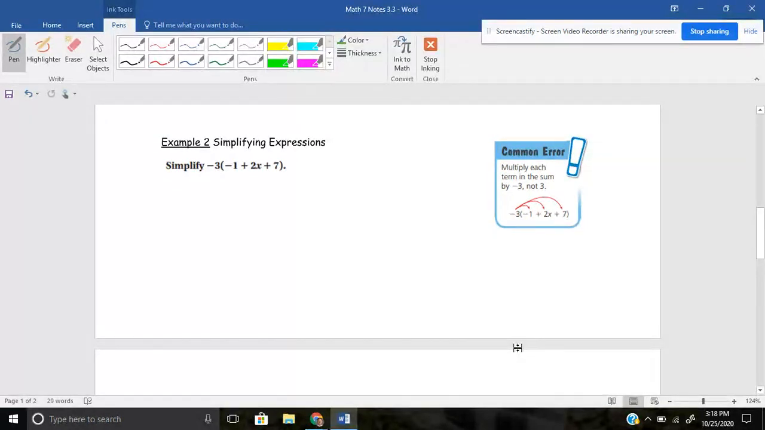In the next example here, there's one small difference, and that is inside my parentheses here, I have some like terms that I could combine before I distribute. Now, you don't have to do that. You could technically distribute first and then add your like terms at the end. That's up to you. But what I'm going to do first is I'm going to add my like terms. And in this case, I have negative 1 plus 7. And negative 1 plus 7 would give me 6.